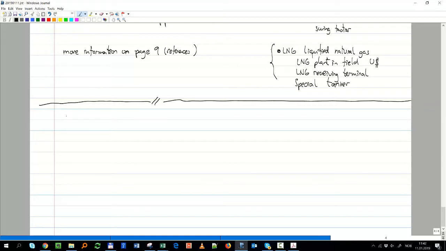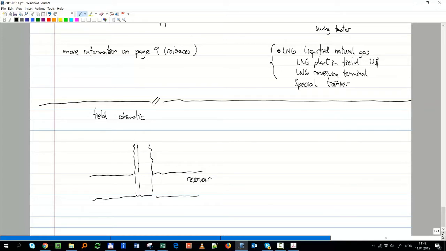I'm going to make here, usually a field in a very simplified way has a few elements. Field, let's say field schematic. First I have a hole in the ground where I have the reservoir. That's my reservoir. Inside that well, I have a pipe.